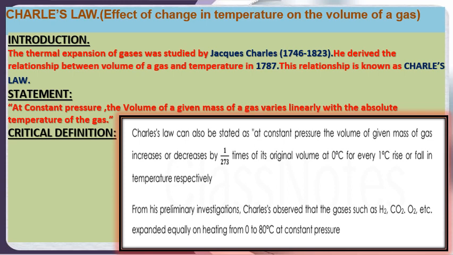Right, so here we have to consider the fraction 1 upon 273, which will be added to the original volume, depending on whether the temperature is increased or decreased, for every rise or fall of the temperature, with the corresponding increase or decrease in the volume.